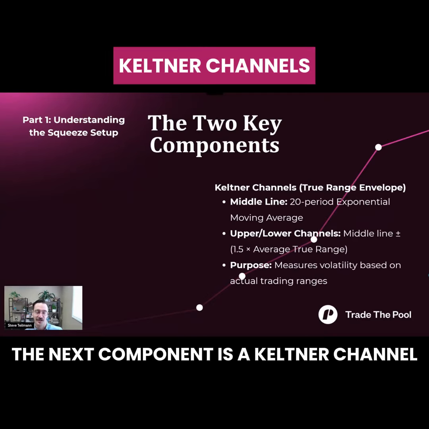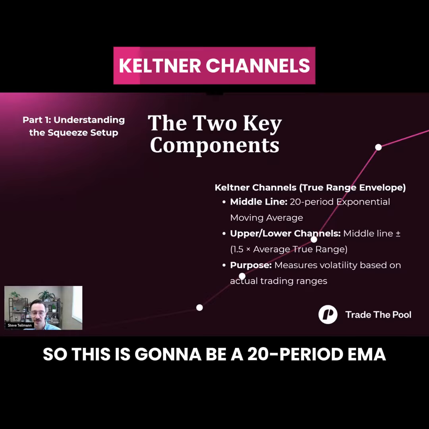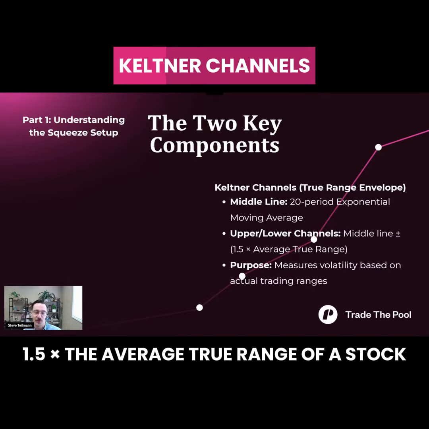The next component is a Keltner channel, which is slightly different. This is going to be a 20 period EMA for the middle, and the upper and lower lines are going to be 1.5 times the average true range of a stock.